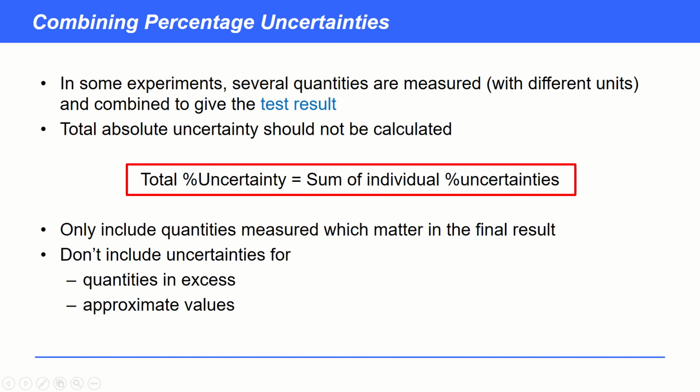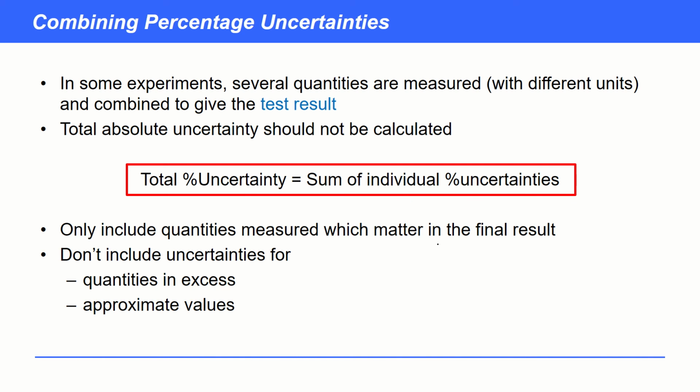Third step is to combine percentage uncertainties. So in some experiments you've got several quantities being measured with different units, and they're combined to give the test result. So you can't just add together uncertainties in absolute terms, because they've got different units, and you can't add things with different units. So instead what you do is you combine the percentage uncertainties by simply adding them together.